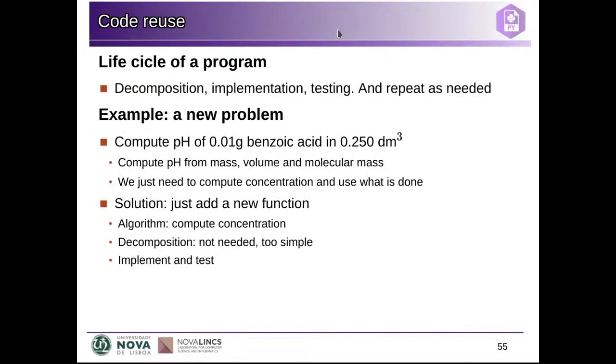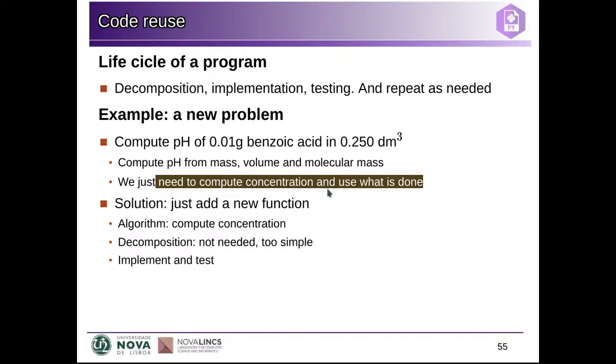But it also allows us to easily adapt our program or reuse our program in a new example. So suppose we now want to compute the pH of 0.01 gram of benzoic acid in a quarter of a liter. So what we could do, we need to compute the pH from mass, but we already know how to compute the pH from the concentration. So we just need to compute the concentration and use the program as it is done already to do the rest of the work. So this is what we're going to do.